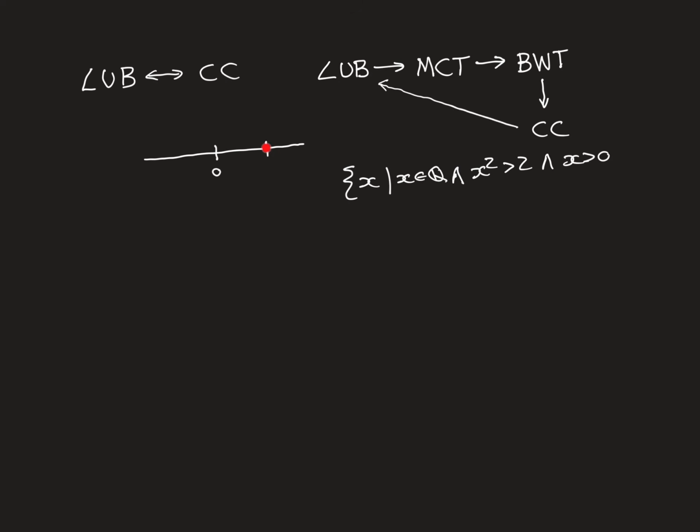And the problem in the rationals is that there is no boundary here. There's no value that forms the boundary between these numbers that square to less than 2 and these numbers that square to be greater than 2. The boundary is a hole in the rational numbers.